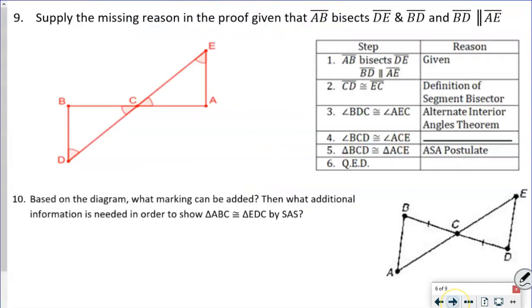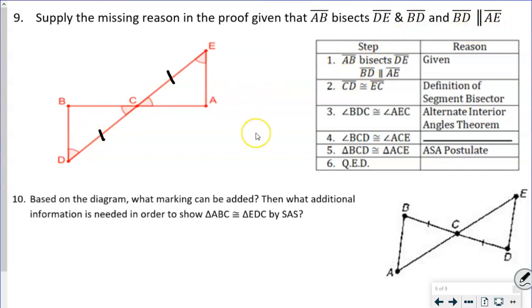Okay? All right, the next one says supply the missing reason in the proof that AB bisects DE and BD bisects AB and DE. Okay, so that first thing says AB bisects DE. So it means that's going to be the same length as that, right? Because if it bisected, it cut it into 2 equal parts. AB bisects DE and, I think that's supposed to be, BD is parallel, y'all, to AE, because that's what's given here, okay?